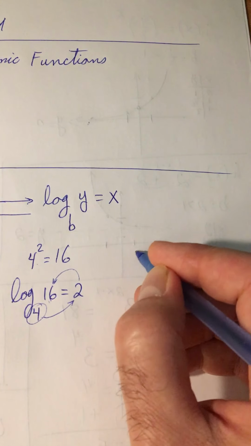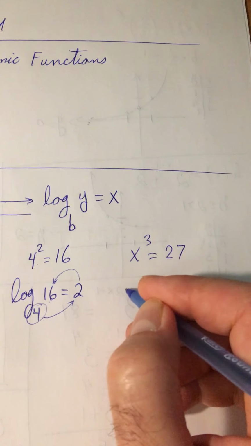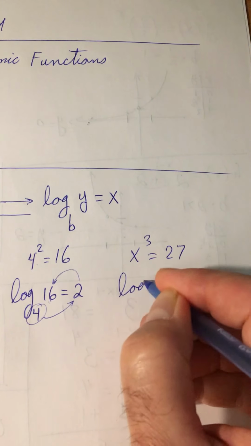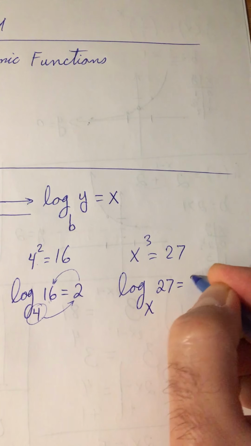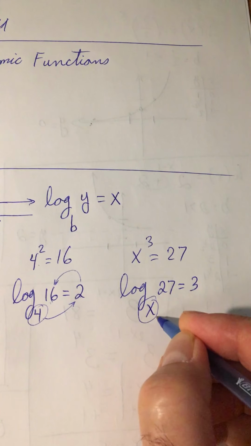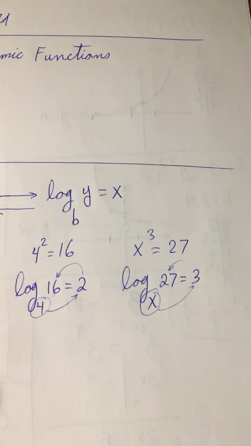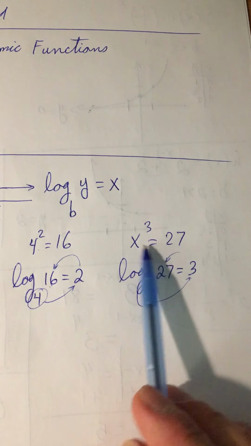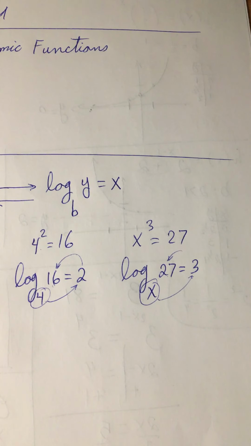What if I give you this? x cubed equals 27. What's my base? x. So log base x of 27 equals 3. And if I want to check it, x to the power of 3 equals 27. And that's what I had originally. So I wrote these exponential forms in logarithmic form.